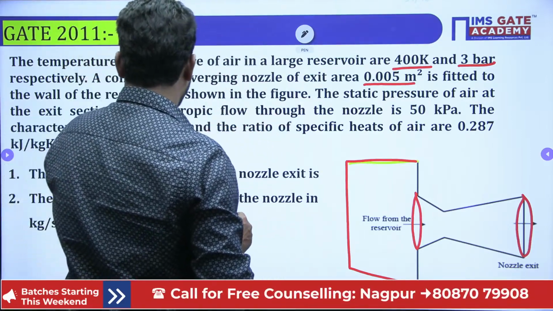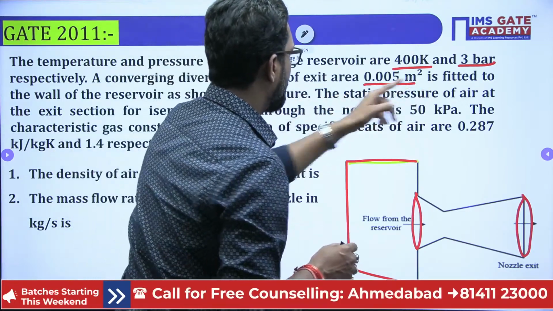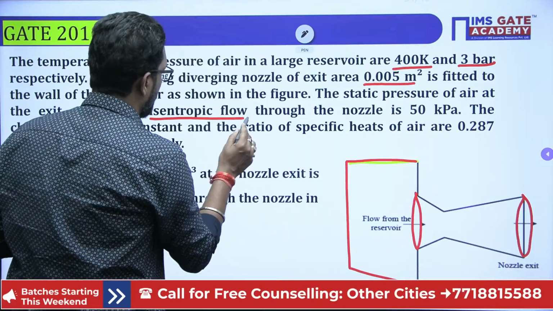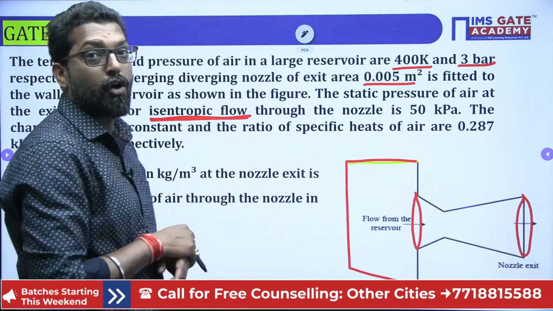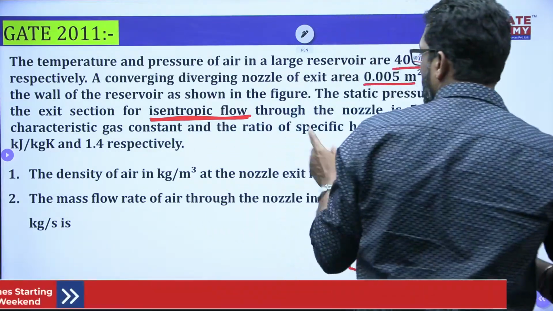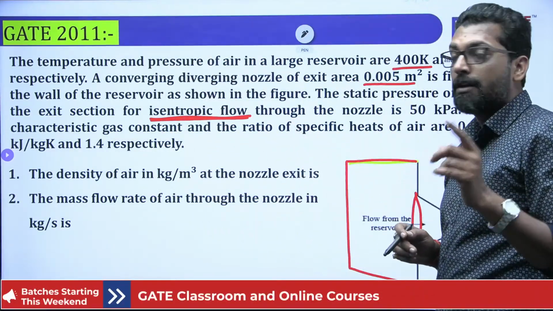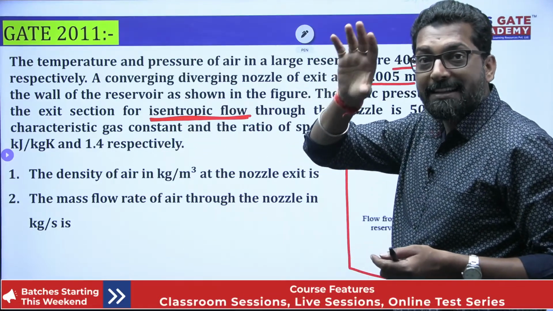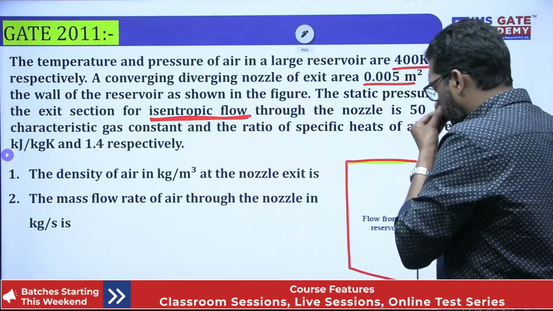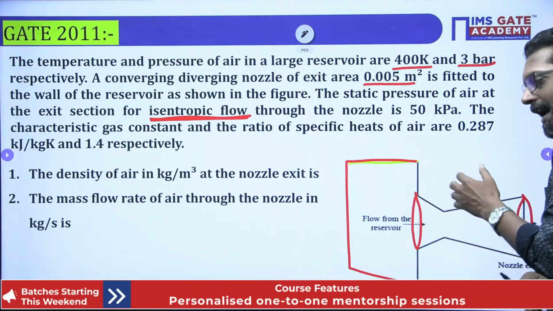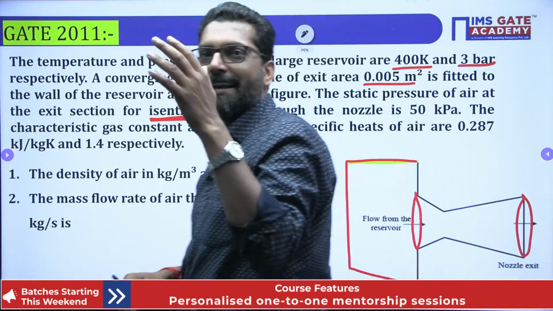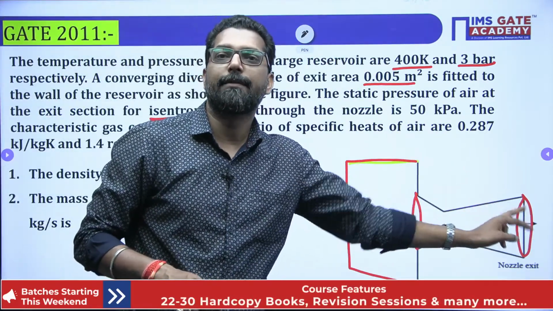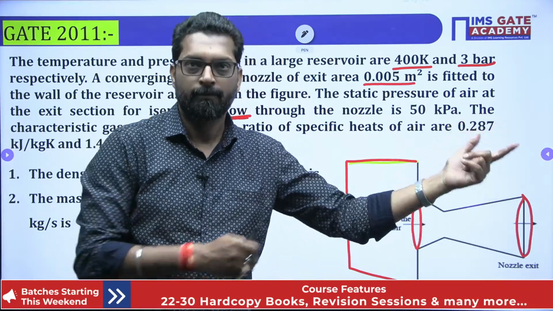The static pressure of air at the exit section for the isentropic flow. This is very important. What is isentropic flow? That means we don't want any losses. If you want the static pressure at the point and the process is isentropic flow, that means the entropy will be the same at the inlet and exit. That means what is the inlet and what is the exit? The entropy will be the same. Why? Because the flow is isentropic.